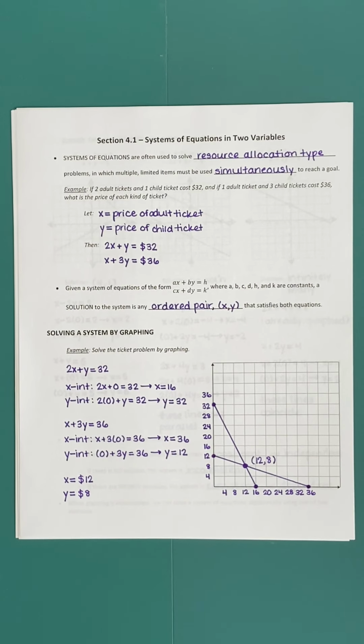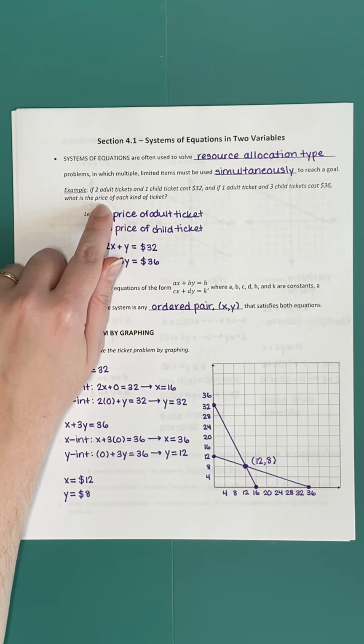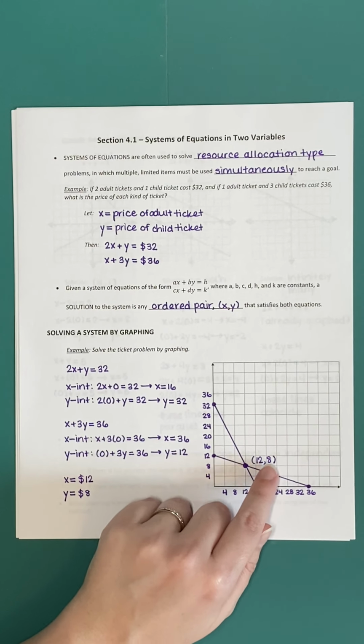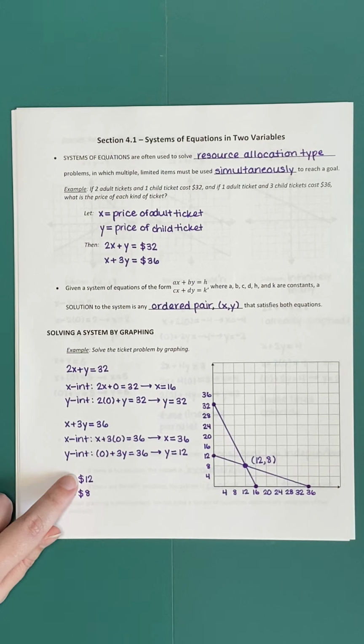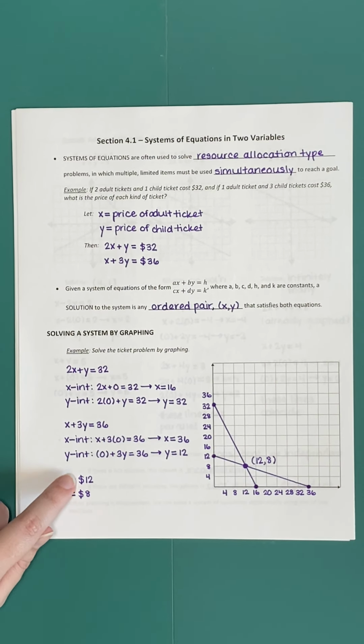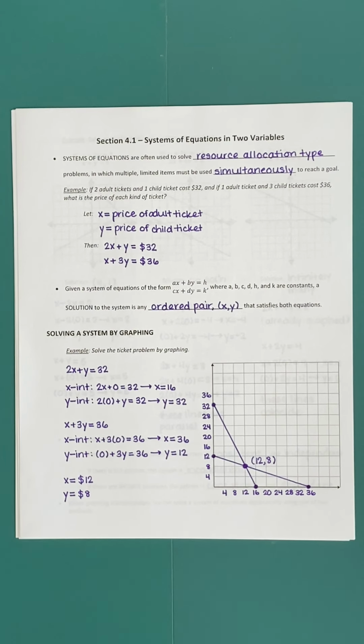Now let's put that back in the context of the problem though. What was the problem asking for? It was asking for the price of each kind of ticket. So keyword here is price. So what we're solving for, those two numbers represent prices. So x represents a dollar amount, and then y represents a dollar amount as well. So x is $12, and then y is going to be $8. So supposedly, these are the two unique x and y values that make true both of these equations.